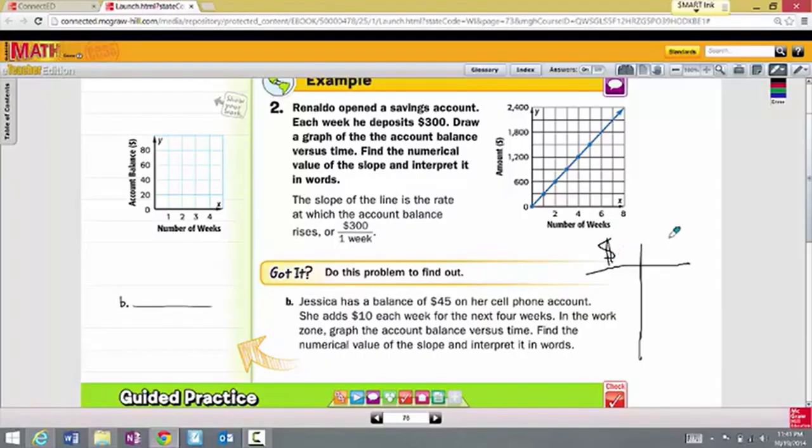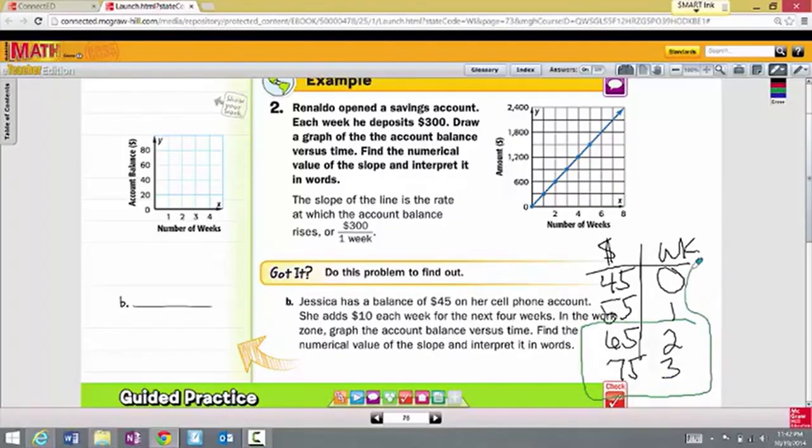So there's the money, and then you have the weeks. In 0 weeks, she has $45 because that's what she starts with. In the first week, it'll be $55 because she adds 10. In the second week, it'll be $65, and in the third week, $75, and then it would keep going. Now you have to calculate your slope. So I would choose these 2 weeks right here.